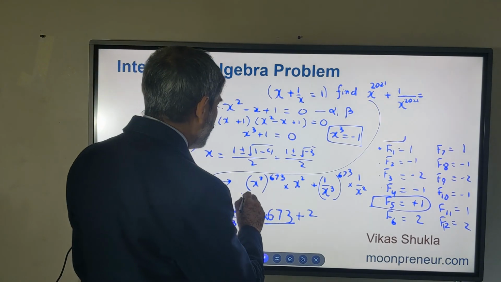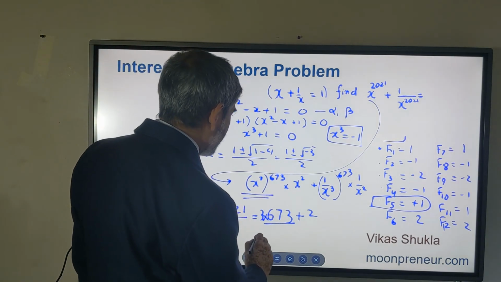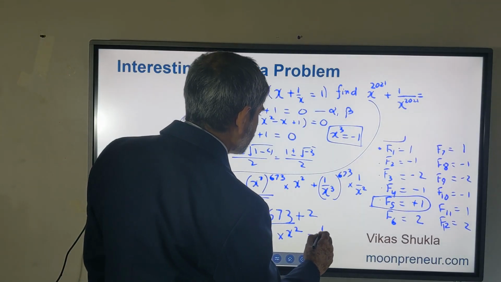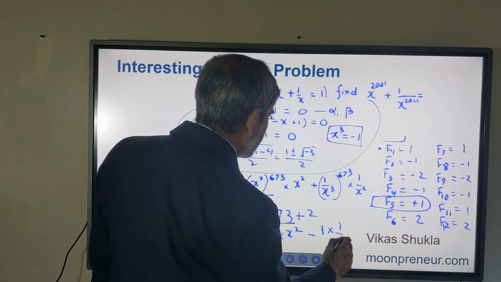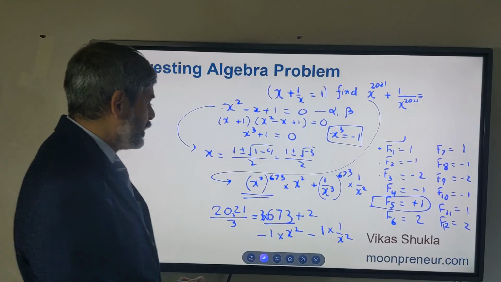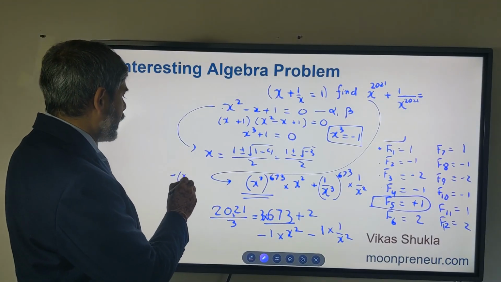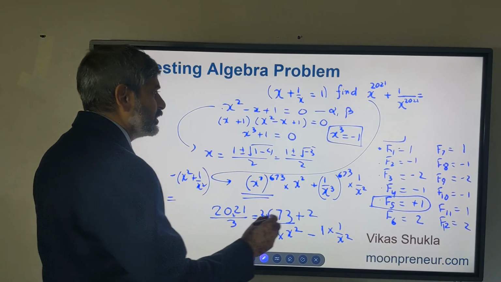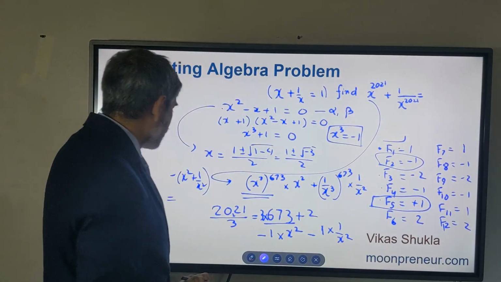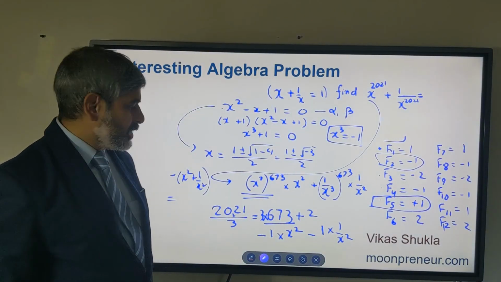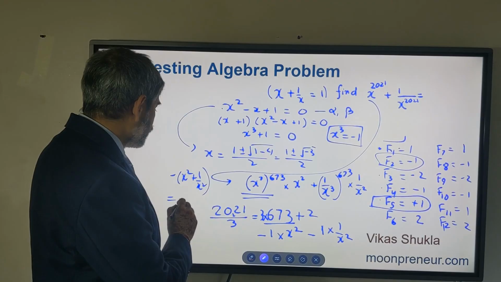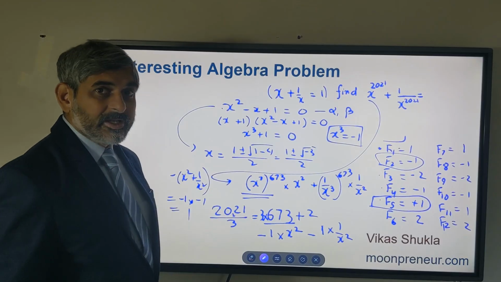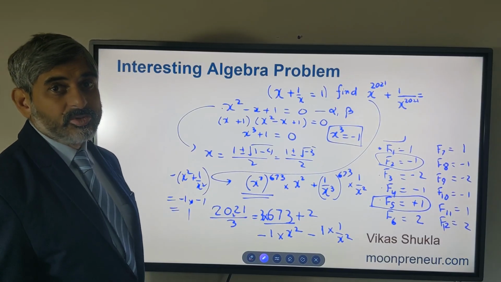Now this thing we know is minus 1. So I have minus 1 multiplied by x square, and this is minus 1 multiplied by 1 upon x square. This becomes minus of x square plus 1 upon x square, and we just noticed x square plus 1 upon x square is minus 1. So minus 1 into minus 1 is plus 1. But this is another algebraic way to solve this question.